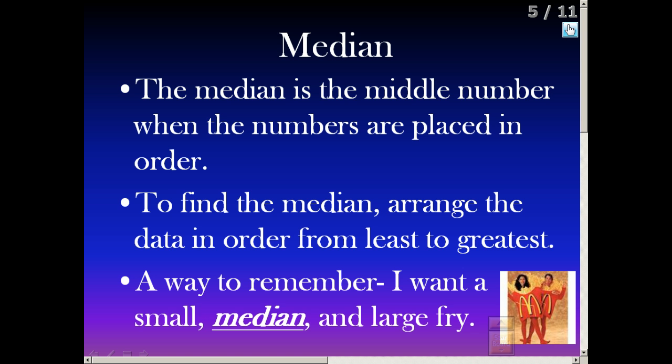Now we're going to take a look at the median. And I want you to write this down in your notes. The median is the middle number when the numbers are placed in order, or when the data is placed in order. To find the median, arrange the data in order from least to greatest. And whatever number falls in the middle, that is your median.